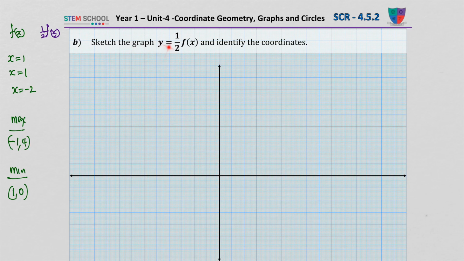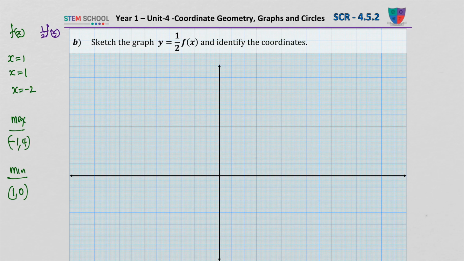Sketch the graph of y equals a half f(x). So you're multiplying the whole function by a half. Right, so we know what f(x) is. The coordinates of f(x) are x equals minus 1, x equals 1, x equals 1, x equals minus 2, at y equals 0. The maximum point was minus 1, 4, and the minimum point is 1, 0.